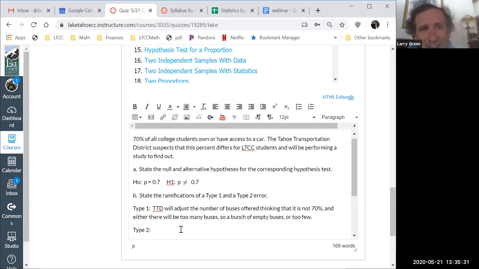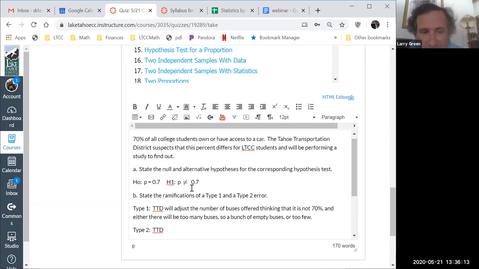Okay, so type 2 error. Type 2 error, what does that mean? And the idea is kind of the opposite. So what does that mean? Any ideas on what type 2 error is? Start with TTD because that's who is interested. So it's kind of the opposite. It means that they were not able to accept H1. Okay, yeah. So it is different from 70%, but they weren't able to make that conclusion.